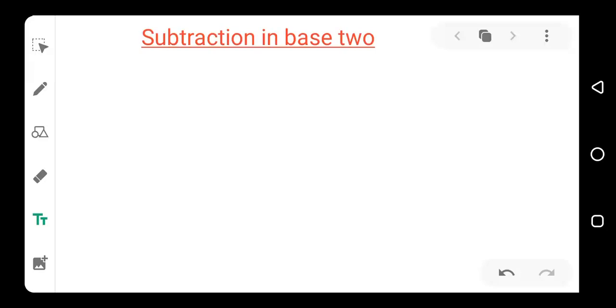We want to learn how to do subtraction in base 2 today. You remember that in our last lesson, we talked about how to do addition in base 2. Today we want to look at how to do subtraction in base 2. That is how to minus something in base 2 when the numbers are given to you in base 2. How do we subtract them?